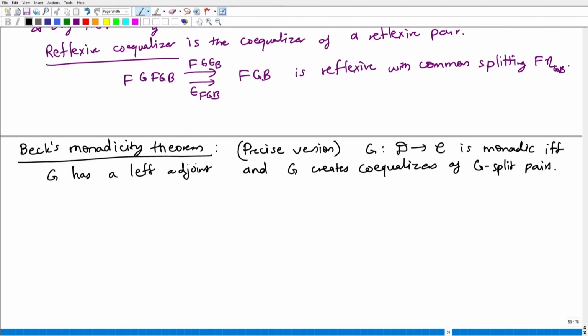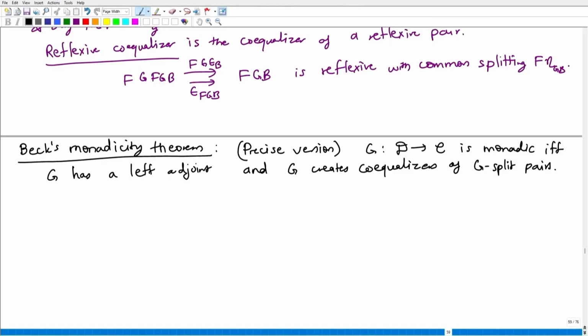Okay, so creation of colimits, we are talking about it for the first time. We generally talk about creations of limits. So G creates coequalizers of G-split pairs. That one particular diagram is so important that if you ensure this, then you get an if and only if condition. Yeah, so that's the precise version, and the crude version.